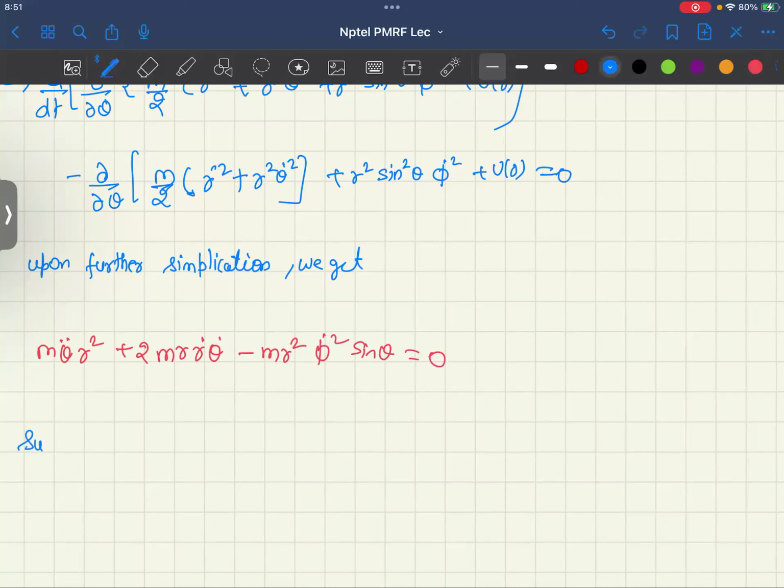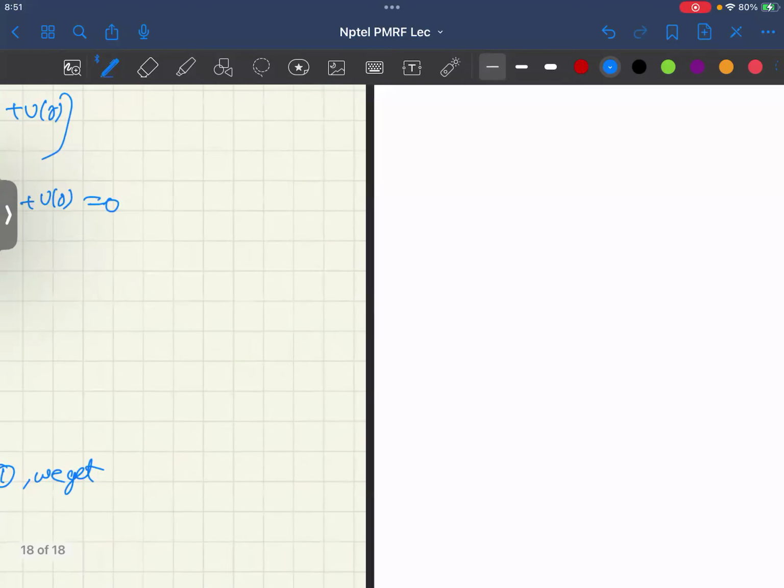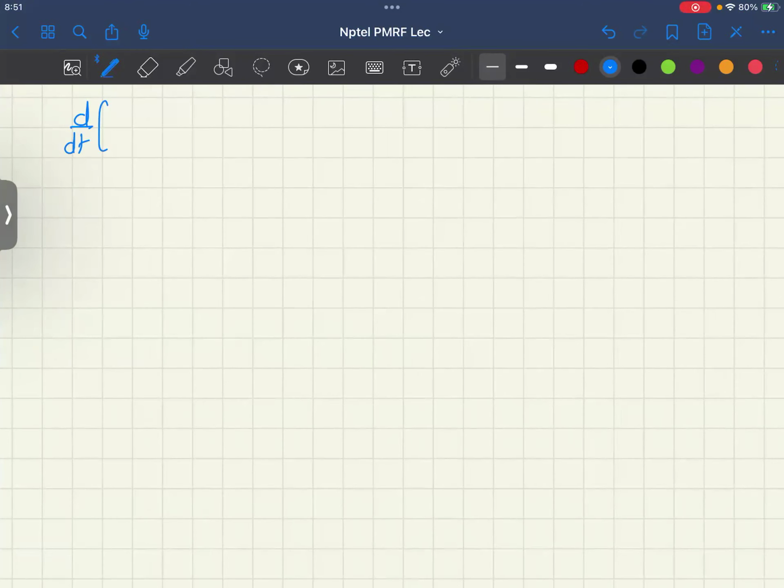Now, substituting q_i equal to phi in equation 1, we get d by dt of dou L by dou phi dot minus dou L by dou phi is equal to 0, right?